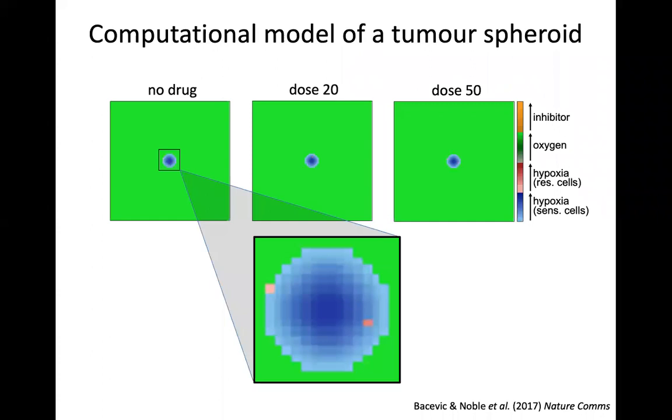So here is a result of that model. This is just a two-dimensional cellular automaton, very simple, and it has the properties that I just introduced. Here we will have three models running in parallel. The one on the left has no drug, the one on the right has a very high dose, and the one in the middle has an intermediate dose. The close-up here shows the resistant cells in pink that are initially randomly located.